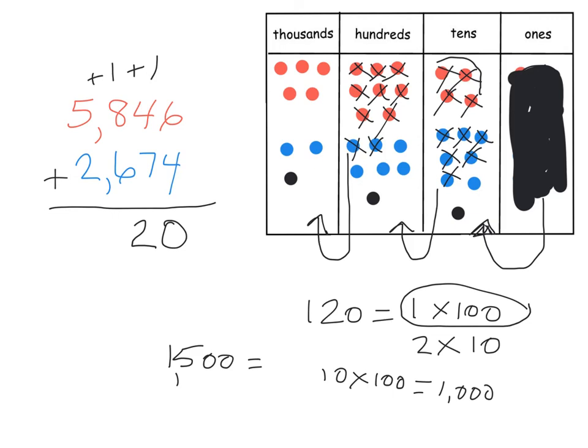Let's go ahead and represent that in our problem. I added one group to the thousands column. So how many hundreds do I have now? I have 100, 200, 300, 400, 500. So that would be 500. And let's check out how many I have in the thousands. 1,000, 2,000, 3,000, 4,000, 5,000, 6,000, 7,000, 8,000. So my answer is 8,520.